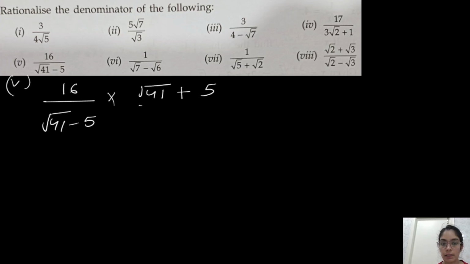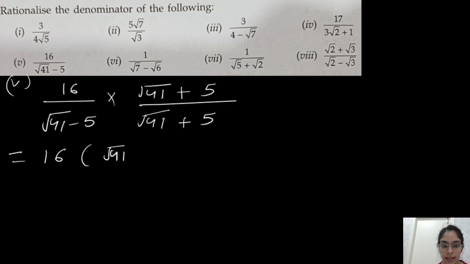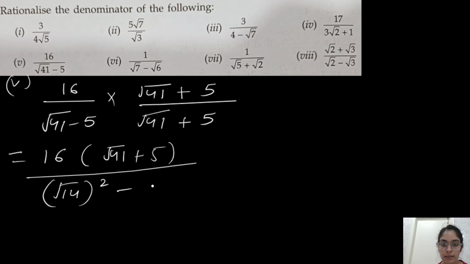So this will be plus. So square root of 41 plus 5, because here minus was there, so here plus will come. Now this will get multiplied. So first of all, let's simplify the denominator. I am just writing it as it is. So this is square root of 41. Like I told you, always a square minus b square. Here a is the first term, which is root 41, and b is 5.